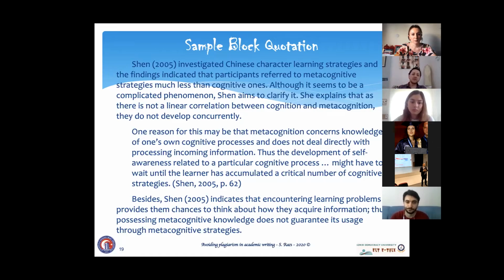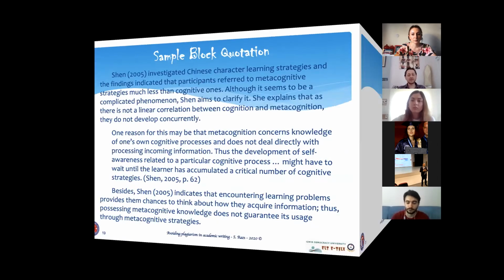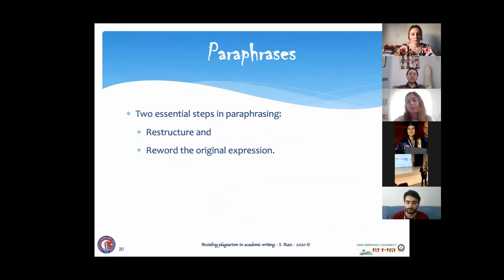However, when it comes to block quotations, as you see, we indent all lines, indent to 1.25 centimeters. All lines must be indented, and after the quoted expression, the block quotation, again in parentheses, we need to provide the author's surname, date of publication, and page numbers. Okay, I move to the second technique.